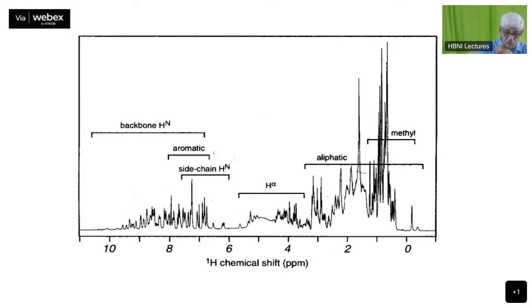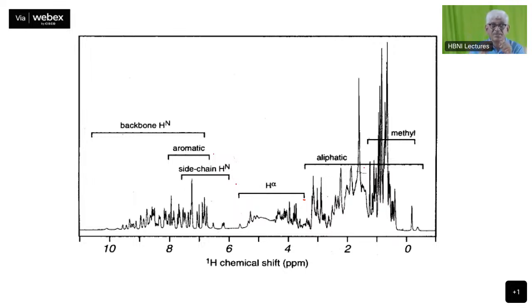Then you have the aromatic protons here, the side chain NHs which are here, and then the H alphas here, and the aliphatic, either the CH2s and the gamma protons, alpha, beta, gamma protons, and then you have the methyls coming in this area. Okay, and now if you remember, in the very first slide I also indicated the side chains, the nomenclature of those. I will come back to it again.